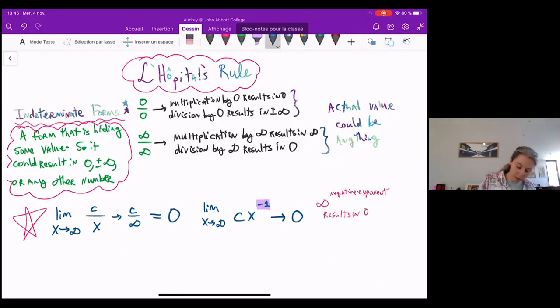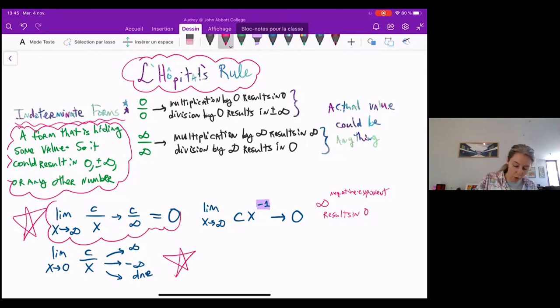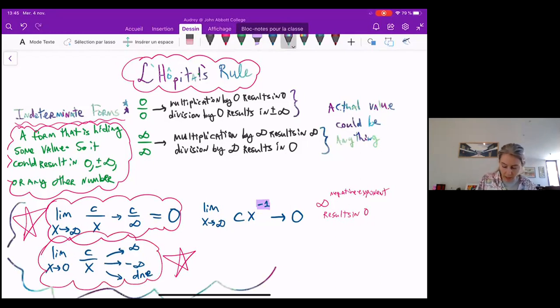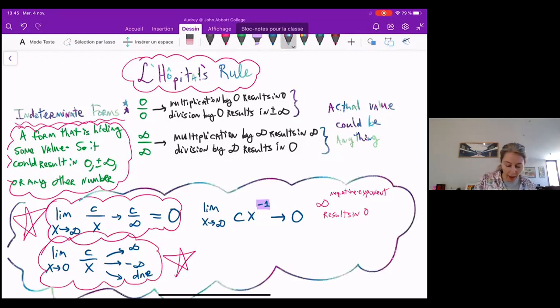Then we also talked about up there how division by 0, so if I have the limit as x goes to 0 of a constant over x, it could result in infinity, it could result in negative infinity, or it could result in does not exist. And these two limits right here are things that you should know. You should be comfortable with them. So get to memorizing if that's not already in your head.